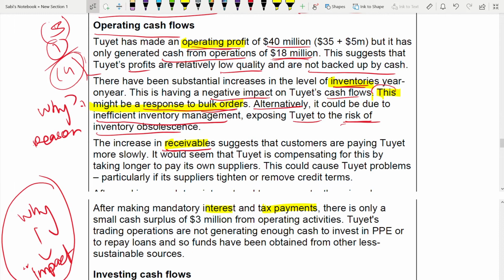We know receivable increased. You can write it. Okay. Why it increased? The reason is here because customers are paying more slowly. Receivable increase means customers are not paying you fast. They are taking more time to pay you, which is not good for you. Why?